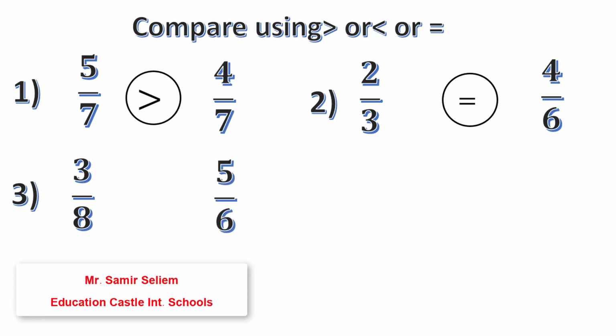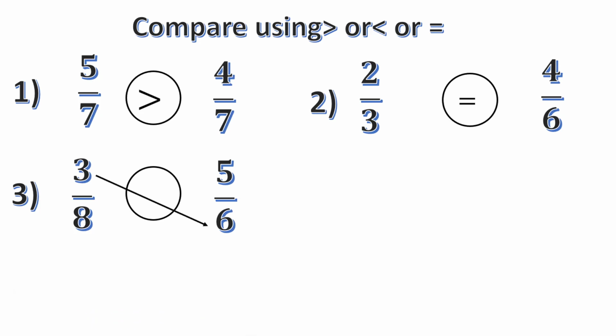Number 3. 3 over 8 and 5 over 6. Cross multiplication. 3 times 6 equals 18. 8 times 5 equals 40. So 18 is less than 40. So the fraction 3 over 8 is less than 5 over 6.